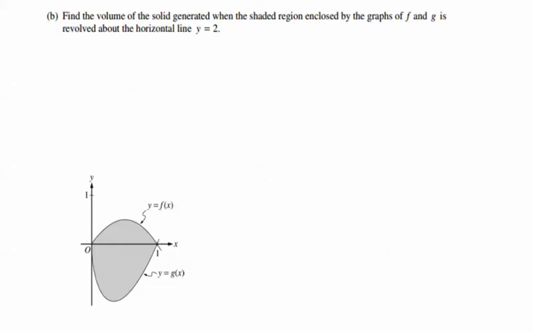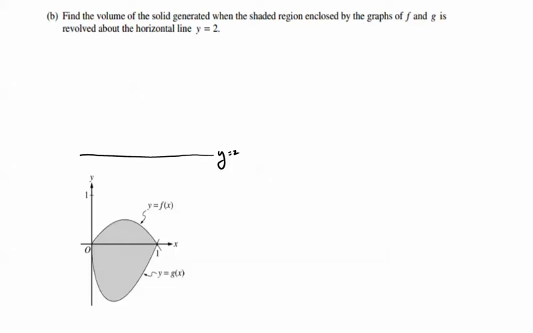Okay, then in part B, we want to find the volume of the solid generated when the shaded region enclosed by the graphs of f and g is revolved around the horizontal line y equals 2. So the first thing that I have here is I'm going to draw this line y equals 2. Now it should be higher, but when I revolve this whole thing around y equals 2, I'm going to need a lot of space for that. So this is not necessarily drawn to scale.